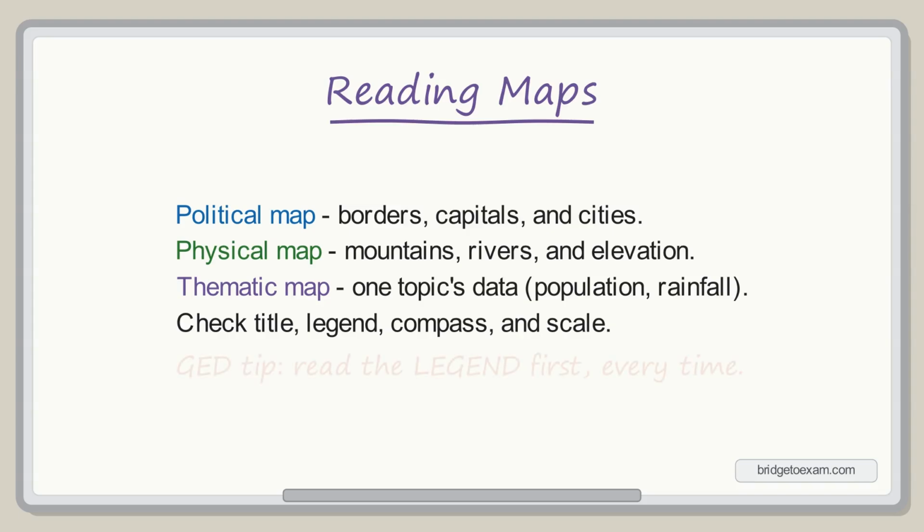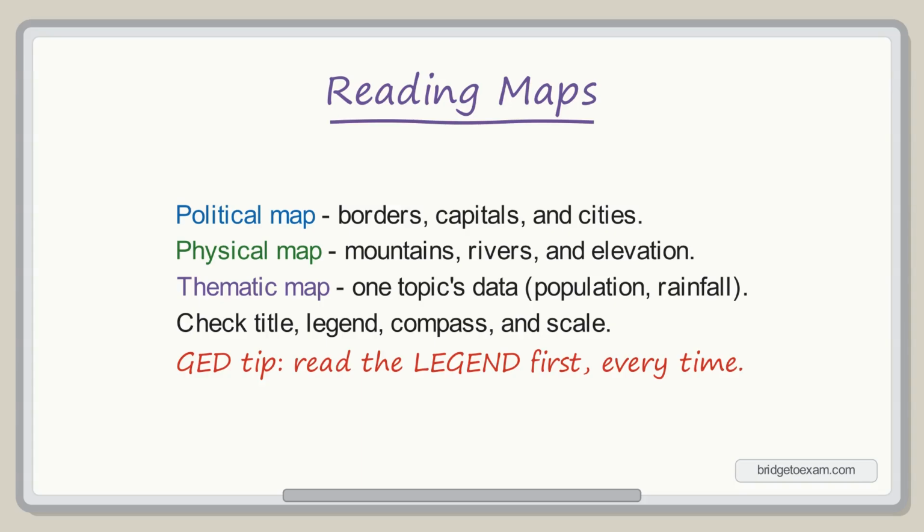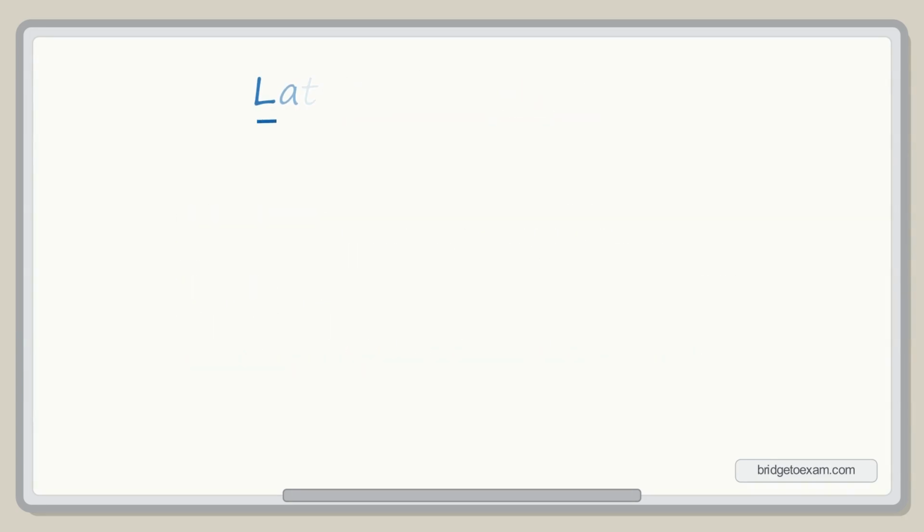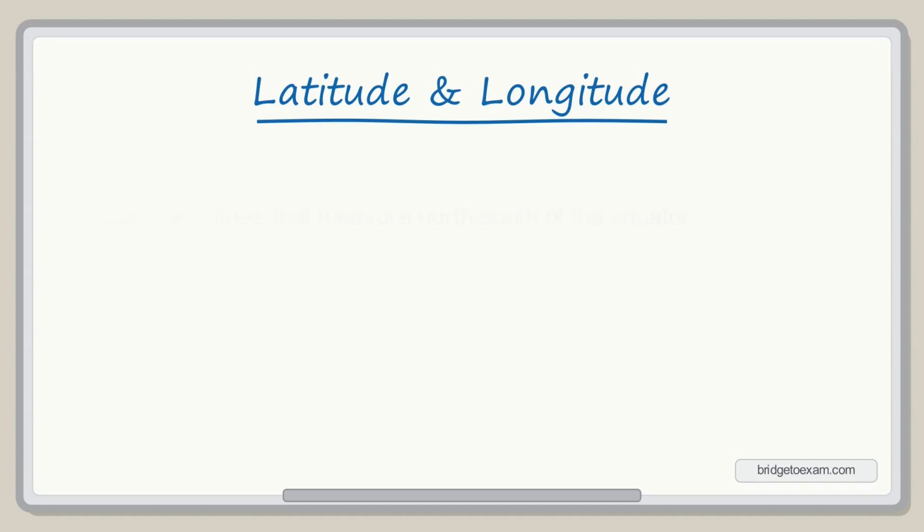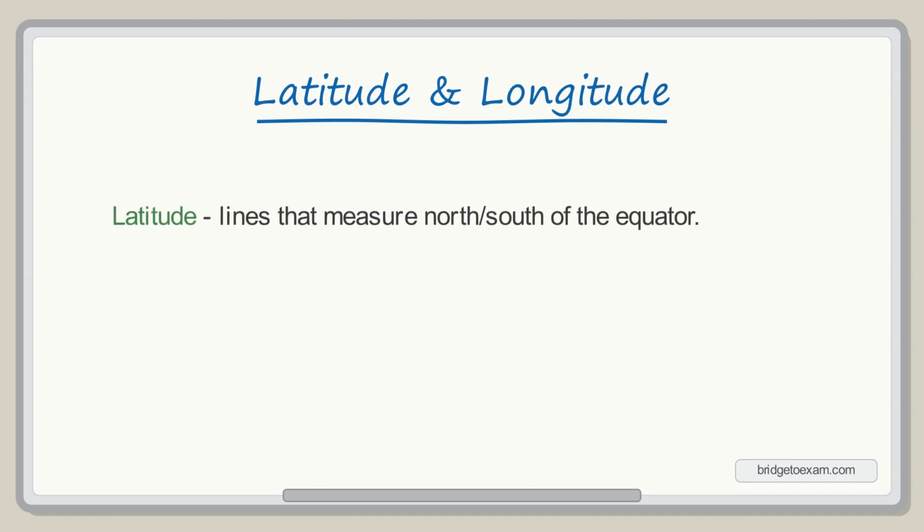And here is the single most important GED map tip. Always read the legend first. The legend tells you what every color and symbol means, and most wrong answers come from skipping it. Finally, how do we pinpoint any spot on Earth? With 2 sets of lines.